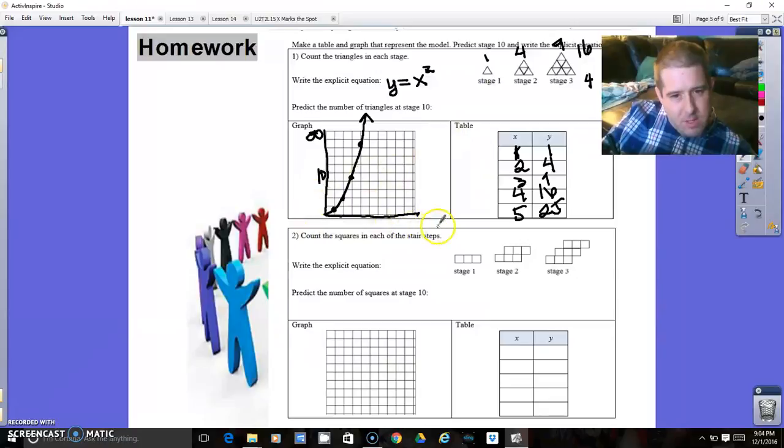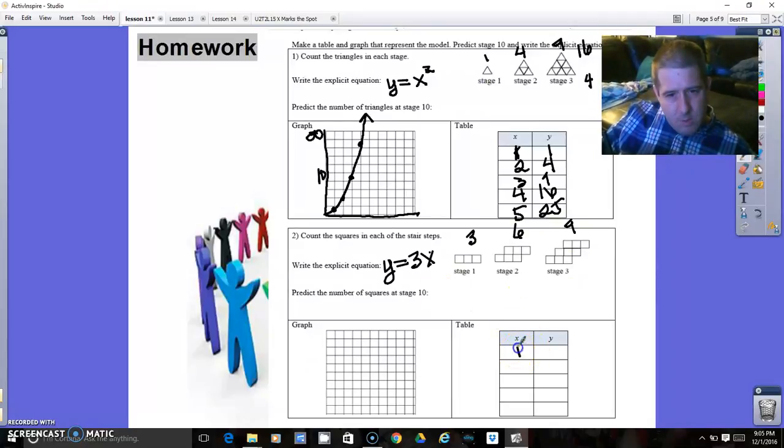All right, count the squares in each of these stair steps. Write the explicit equation. So this is counting squares. That's 3, 4, 5, 6. Oh, I'm sorry, 2, 4, 6. Yes. 2, 4, 6, 8, 9. It looks like 9 there. So it looks like it's adding 3, so that makes it easy. It's an arithmetic sequence. And if it was over here, it would be 0. So that would be simply y equals 3x. 3 times the stage equals the total amount of blocks. 3 times 2 is 6, 3 times 3 is 9, and so forth.